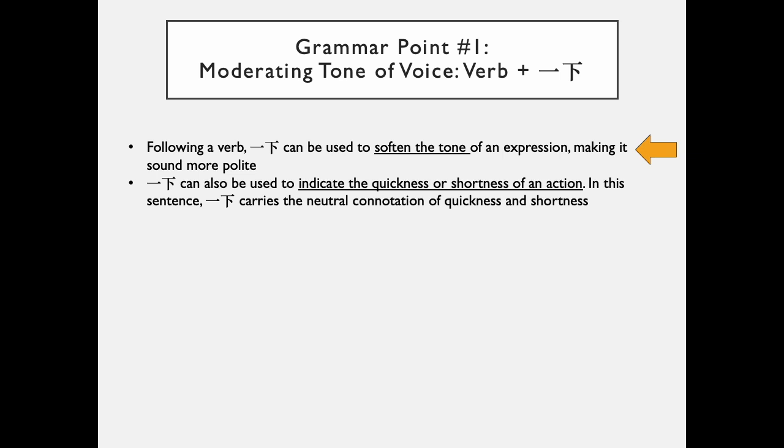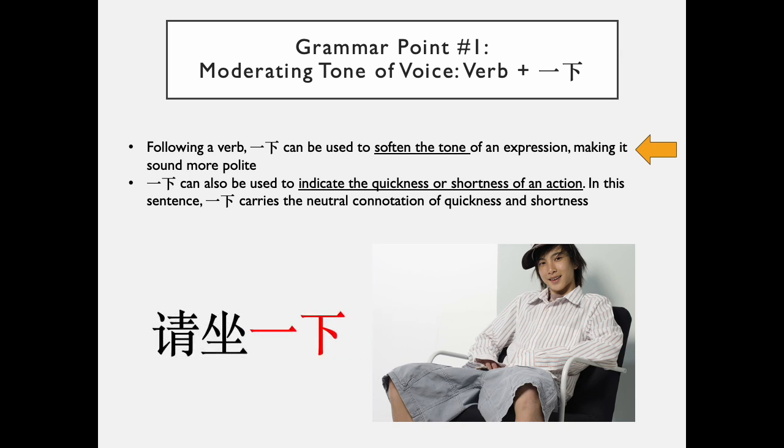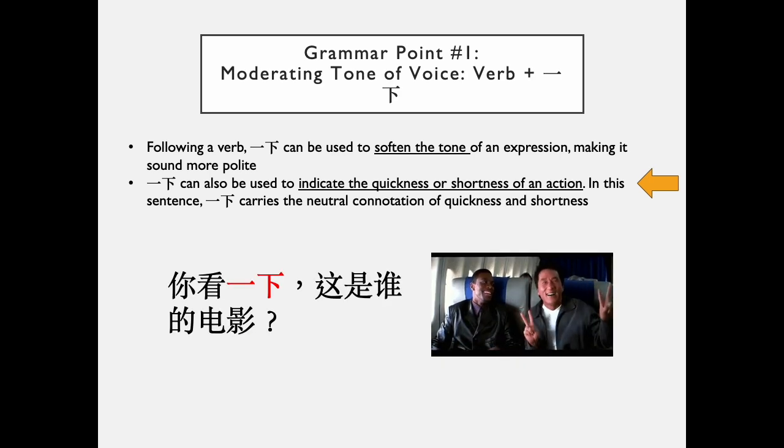So let's look at how we may use this in our everyday discourse. If you came into my office, I may say to you, 请坐一下, right? Please sit. Another common usage of 一下 is after a verb, it can indicate the quickness or shortness of this action. So, in this example that you can see here on your screen, the sentence reads, 你看一下，这是谁的电影? And here, it's just telling you not only politely to look at this, but also just look at it real briefly and tell me whose movie this is.